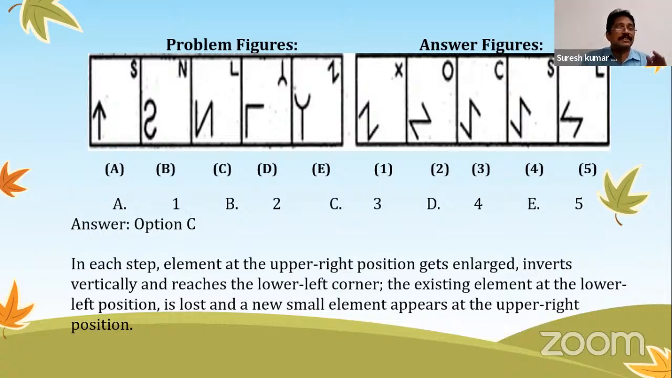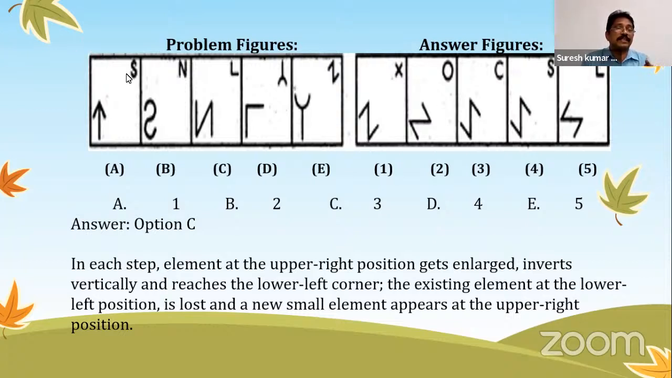So first you have to observe some arrow. S is the first one, correct? So here I gave options also. You are very clear. In each step, the element at the upper right position gets enlarged, correct? This S is enlarged. Inverted, this S is inverted vertically, correct? Inverted vertically and reaches the lower left corner. Reaches the lower left corner.